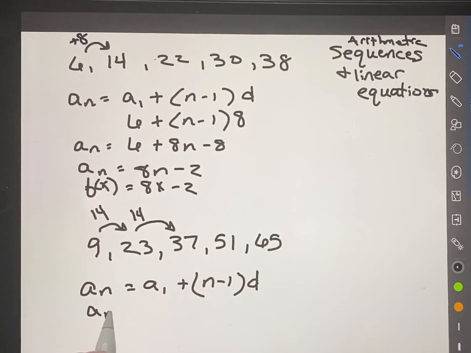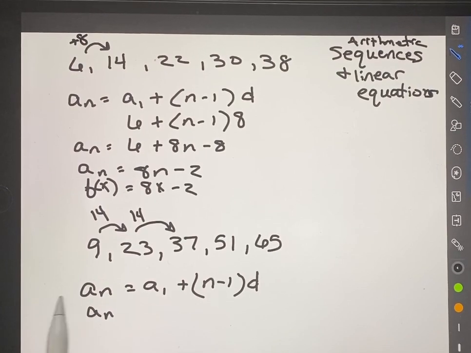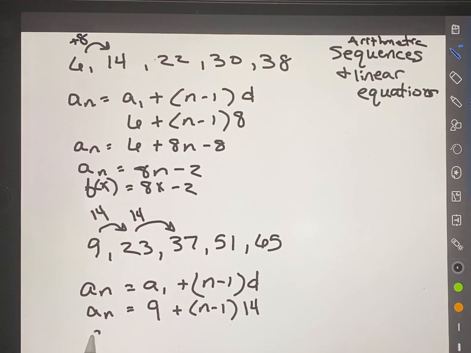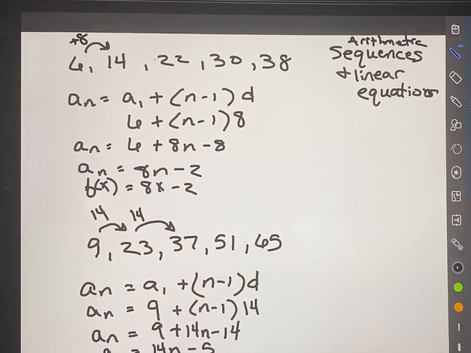So again, we're going to use our generic sequence equation. For any value that I'm plugging in, it's where I start, in this case 9, plus one less than where I'm going for my jumps, and I've got 14. So in this case, I've got a sub n equals 9 plus 14n minus 14. So a sub n is going to equal 14n minus 5. And those are our generic equations for these sequences.